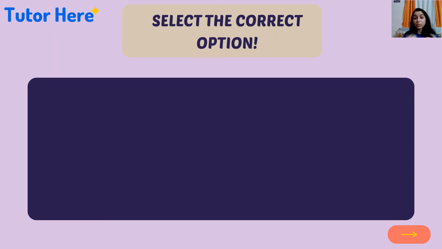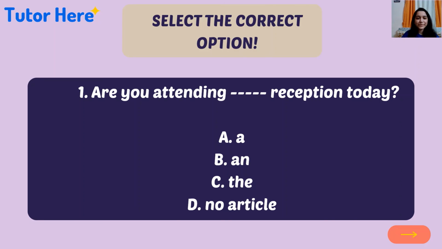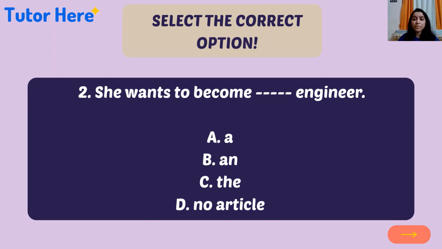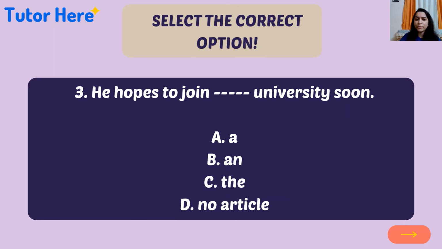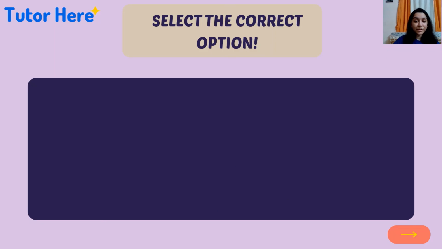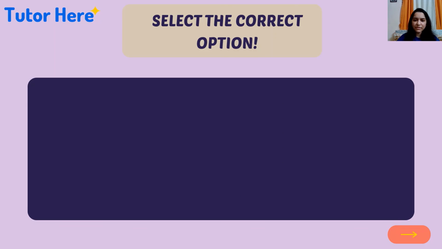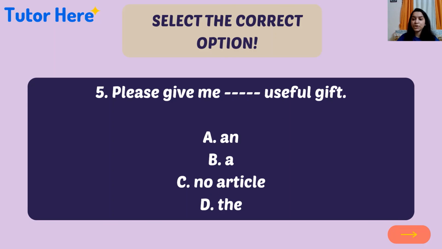Now it's time for some questions for you. So I'll be giving you some questions. You have to select the correct option and put it in the comment section. So the first one is, are you attending dash reception today? Second, she wants to become dash engineer. Third, he hopes to join dash university soon. Fourth, I want to eat dash apple. Fifth, please give me dash useful gift.